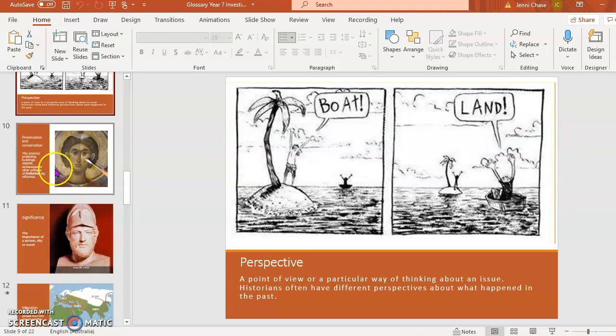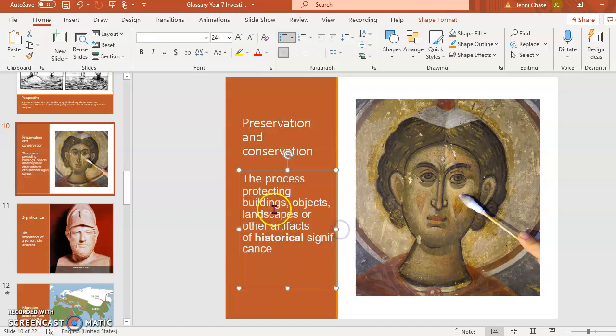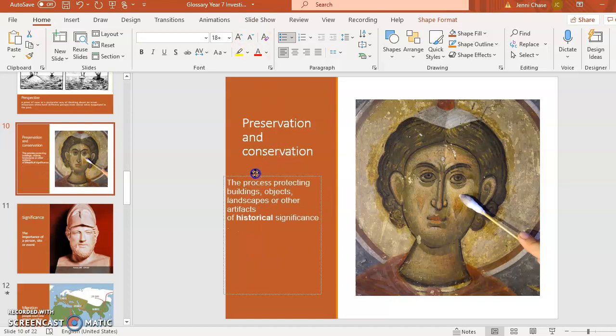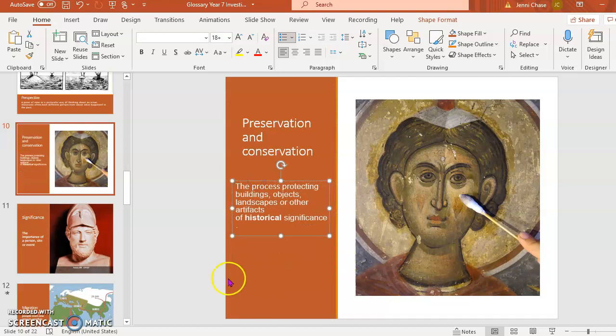Okay, something we'll be talking about this term is preservation and conservation. We actually touched upon that in geography when we were talking about landscapes. It was also important in history, okay? So it's a process of protecting historical artifacts, buildings, objects, historical landscapes that we deem historically significant. That should all be one word. There you go. Historically significant is basically things that are historically important. We want to preserve them in a way that future people can enjoy them, but also learn from them.